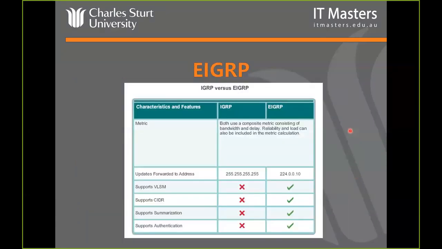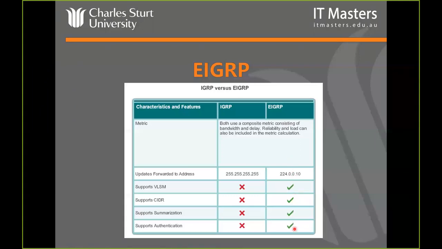So if we look at EIGRP just quickly, the differences between IGRP and EIGRP, it's fairly similar to RIP version 1 and RIP version 2, yeah? So they both use a composite metric consisting of bandwidth and delay. Reliability, load, and MTU can also be added into the metric calculation, but generally you don't worry about it. It's far too complex to even worry about trying to edit the K values.